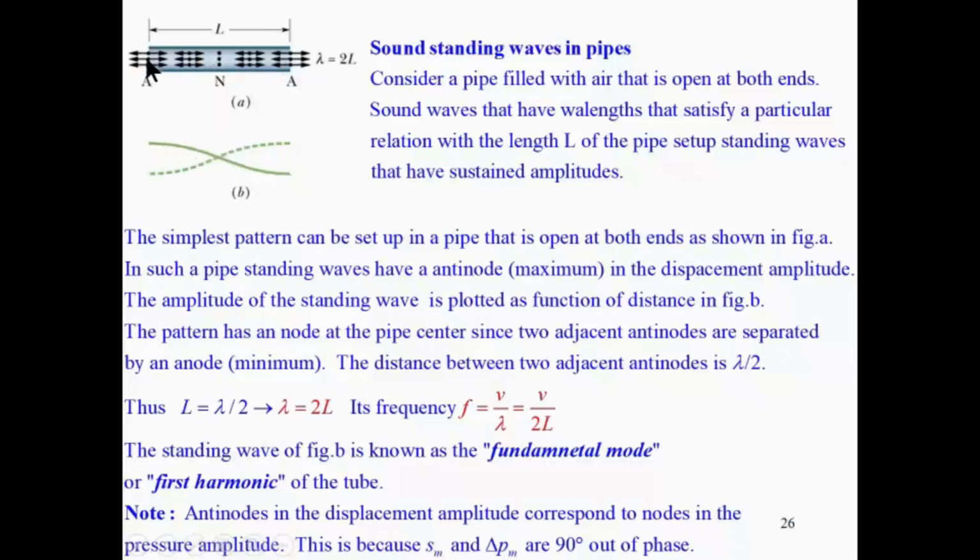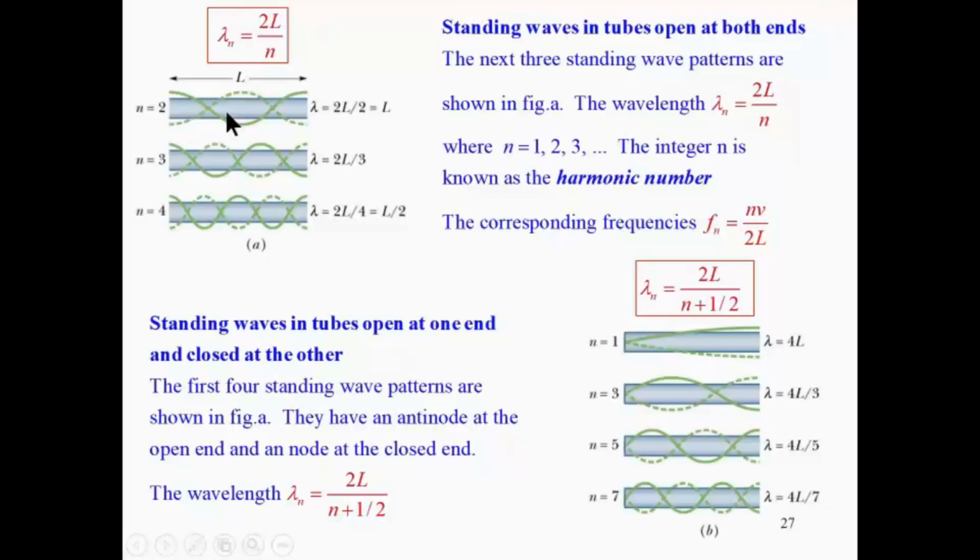This has to be an antinode position because they are free to vibrate, and this is the fundamental. So the length of the pipe has to be half of a wavelength, because antinode to antinode is half a wavelength, and the first frequency is v over 2L. And you can go to higher harmonics. This is the second harmonic, where L has to be a full wavelength, and then the third harmonic and the fourth harmonic and so on. This is the general formula.